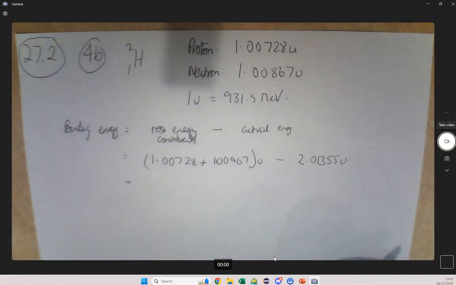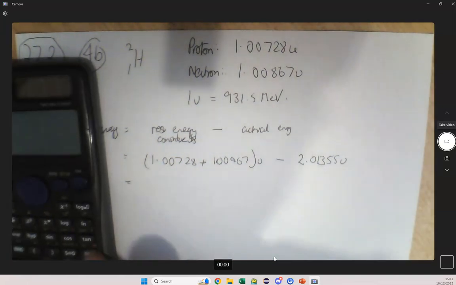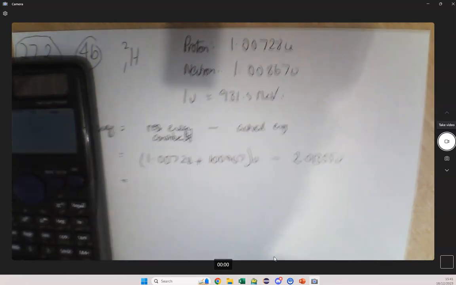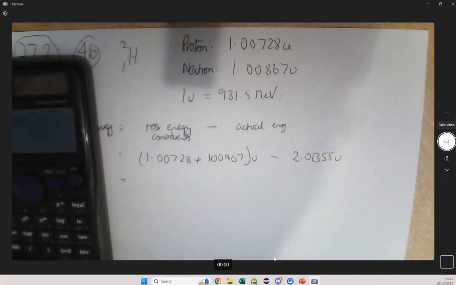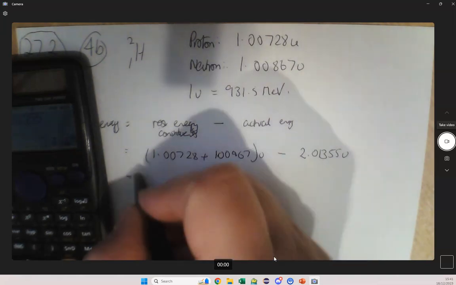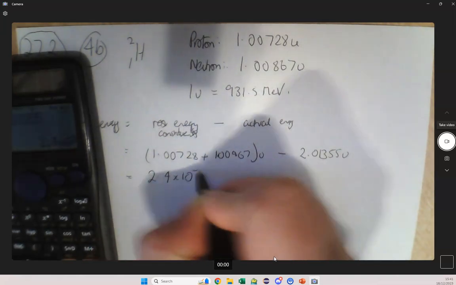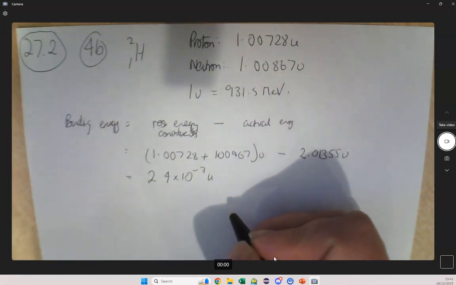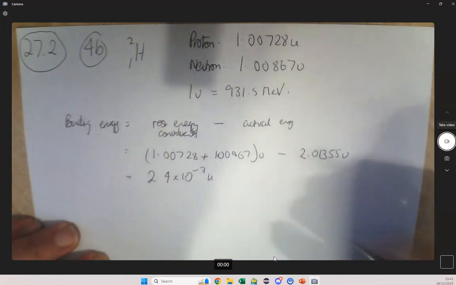So if I figure out what that is, I'm going to shove the numbers in the calculator. I've got 1.00728 plus 1.00867, and that's all U, minus 2.01355, which gives me 2.4 times 10 to the minus 3 U. So that's my binding energy of this nucleus in terms of mass.